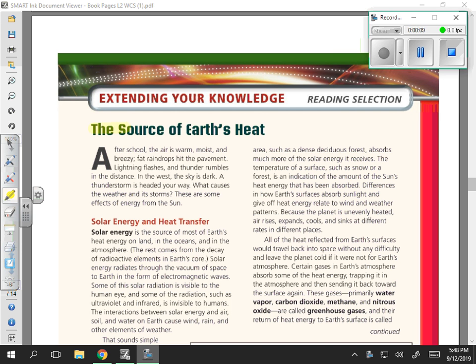The source of Earth's heat. After school, the air is warm, moist, and breezy. Fat raindrops hit the pavement. Lightning flashes and thunder rumbles in the distance. In the west, the sky is dark. A thunderstorm is headed your way. What causes the weather and its storms? These are some effects of energy from the sun.